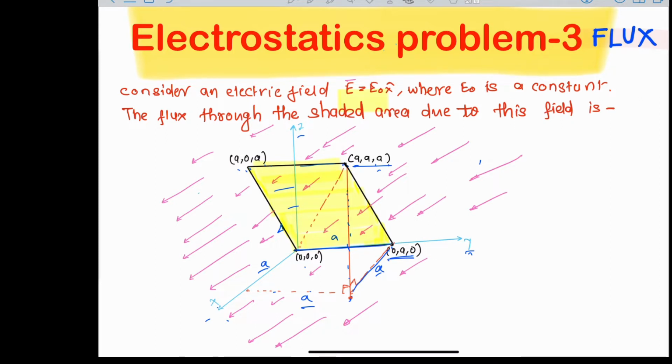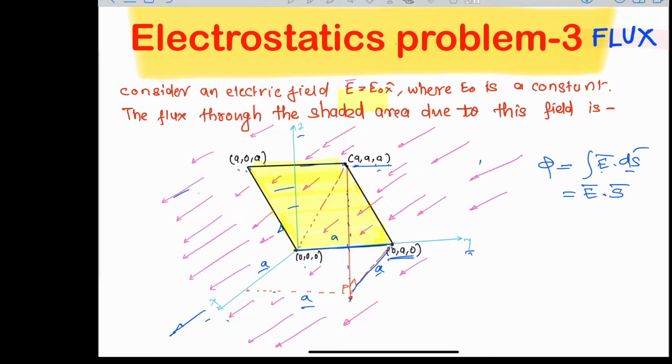Also please note that the electric field, represented by these pink arrows, is constant everywhere. Its magnitude is constant, and the field is in the x direction. And we know the formula for flux is the integral of E bar dot ds bar. Now since E bar is constant and the integration of ds bar is nothing but the total area of this shaded region, we will get E bar dot S bar.